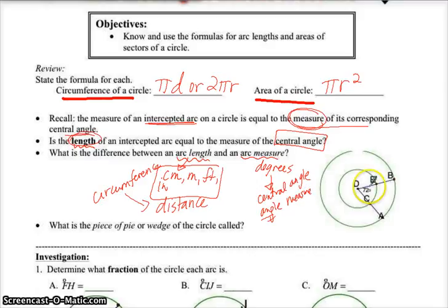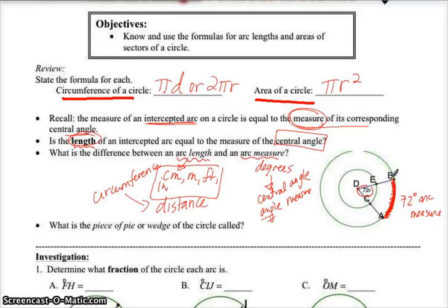So here we have it: if this is a 72-degree angle, then the arc measure would be 72 degrees. That's the arc measure. But for the arc length, we wouldn't say the distance from A to B is 72 degrees. It doesn't make sense. Instead, we would give that a certain value in terms of distance.